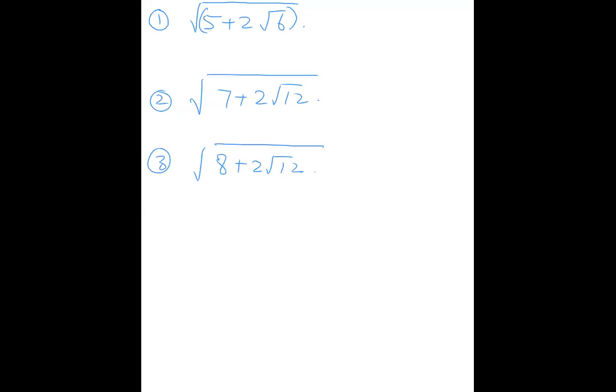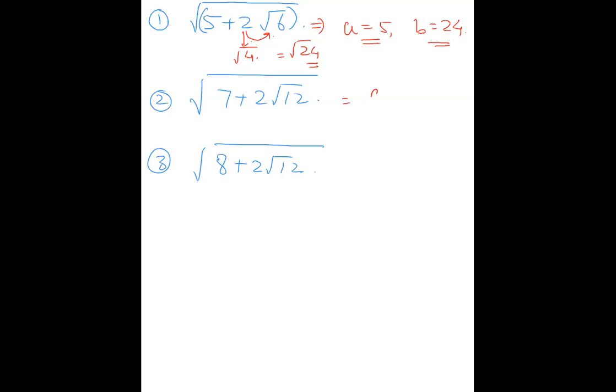Value of a is equal to 5, b is equal to 24. Why 24? When 2 goes inside, it has to be under root. So we can write this as under root 4, so under root 4 and this into this will be under root of 24. So b is 24, a is 5.